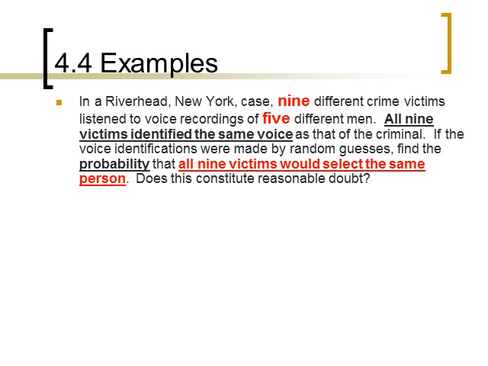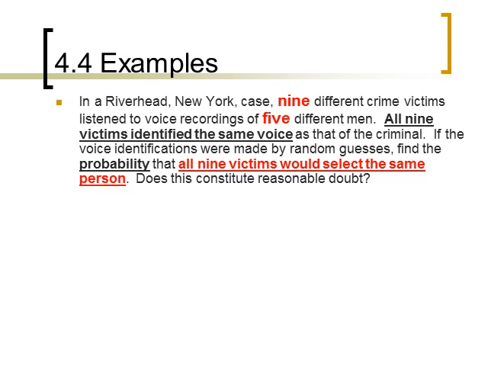In a Riverhead, New York case, 9 different crime victims listened to voice recordings of 5 different men. All 9 victims identified the same voice as that of the criminal. If the voice identifications were made by random guesses, find the probability that all 9 victims would select the same person. Does this constitute reasonable doubt?